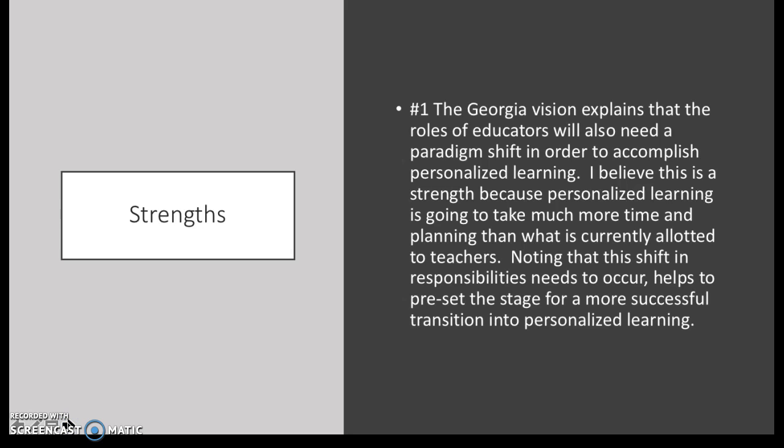Strengths. Number 1, the Georgia Vision explains that the roles of educators will also need a paradigm shift in order to accomplish personalized learning. I believe this is a major strength because personalized learning is going to take so much more time and planning time than what is currently allotted to teachers. Noting that this shift in responsibilities needs to occur on the front end helps to preset the stage for a more successful transition into personalized learning.